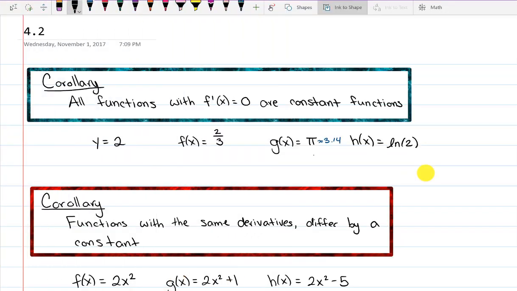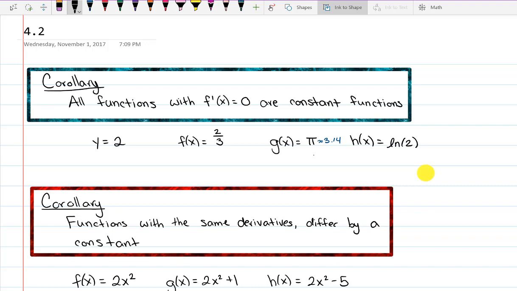4.2, we've talked a lot about the derivative as the average rate of change and the instantaneous rate of change, and talking about how they relate with each other. Here are a couple corollaries which we get from working with this section so far. So one corollary is all functions with the derivative equal to 0 are constant functions.